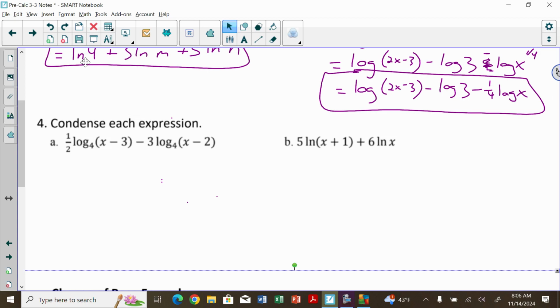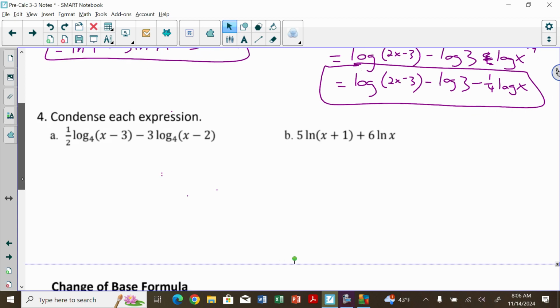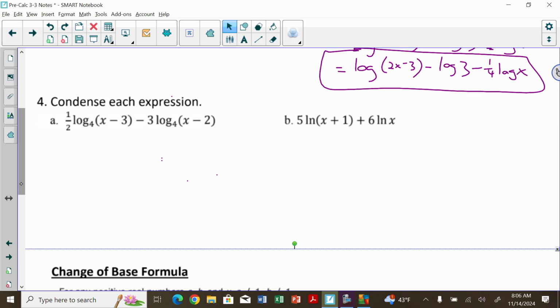All right, here they are. So condensing them, if we take a look at that, we're kind of going the other way. We're going to try to make it a little bit more condensed. So kind of reverse this and take it back from subtraction into division or multiplication.